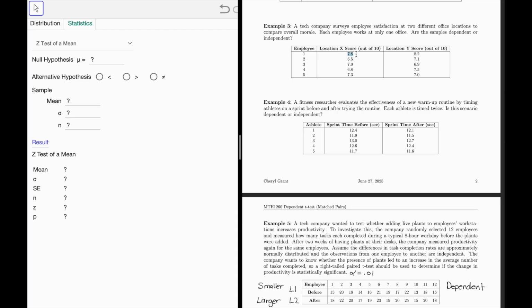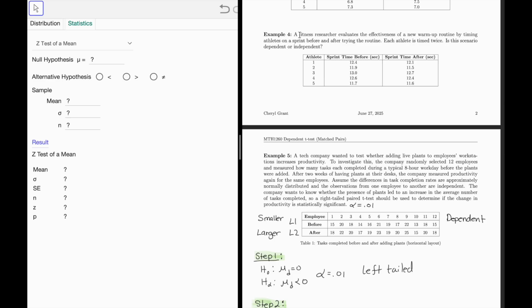So this score right here is from an employee at location X. This score right here is from a different employee at a different location because it says right here, each employee works at only one office. So there's not 5 employees that try both locations. There are 10 people altogether. So this score of 7.8 doesn't necessarily match or pair up or have a direct relationship to this 8.2. So I can jumble up those numbers and it's not going to matter. So these are independent samples.